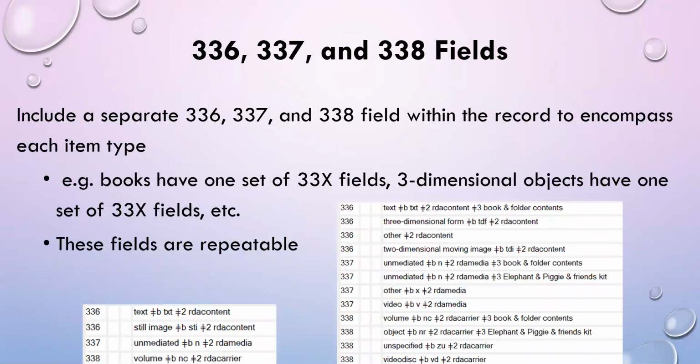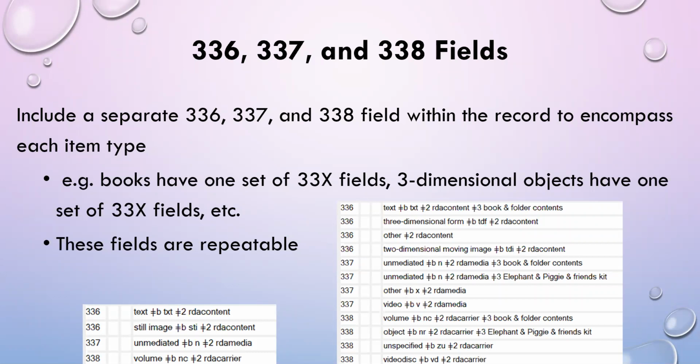So looking at the 336, 337, and 338 fields, you can see on the left screenshot, it shows the 33x fields from the book, and the right, again, is the kit 33x fields. The 336 field, or content type, is the form of communication through which a work is expressed. The 337 field, or media type, reflects the general type of intermediation device required to view, play, run, etc., the content of a resource. And the 338 field, or carrier type, reflects the format of the storage medium and housing of a carrier in combination with the media type.